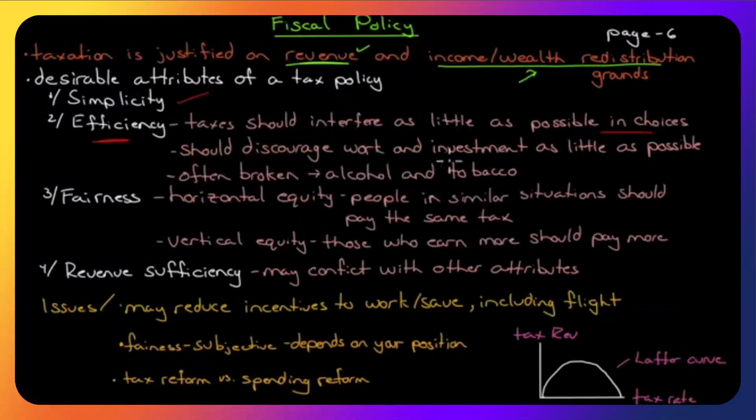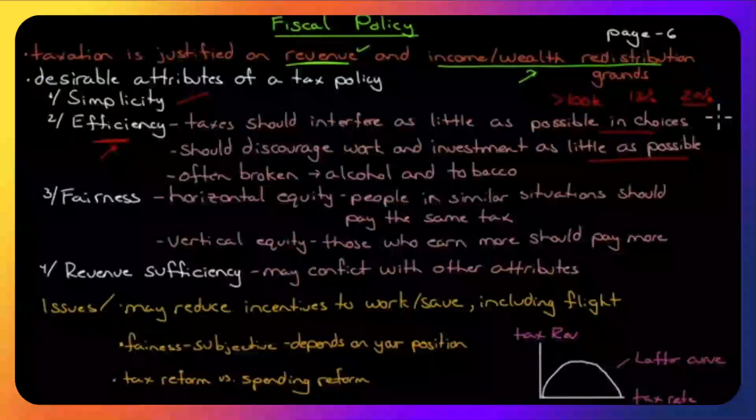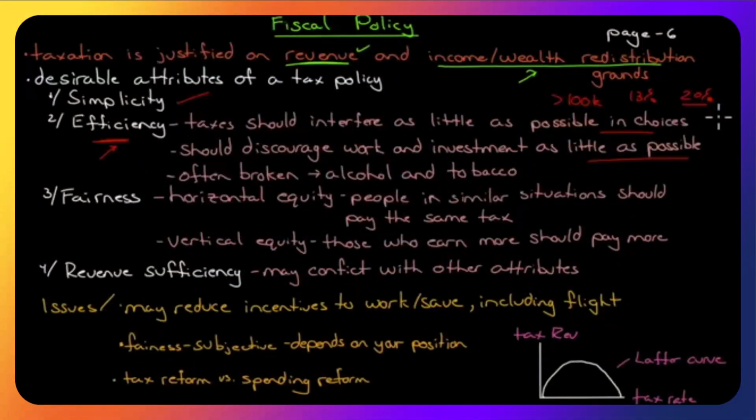Taxes should discourage work and investment as little as possible. Let's give you an example of where taxes are somewhat inefficient. In Canada, there is something called the luxury tax: if you buy a vehicle that is more than $100,000, not only is there a 13% tax on the purchase that you pay, but any amount over $100,000 hits another 20% tax. Well, there are some vehicles now that are $110,000, $120,000 that are not really luxury vehicles.